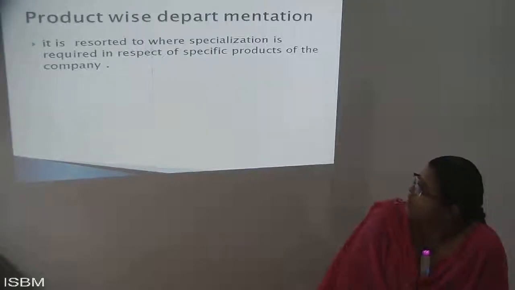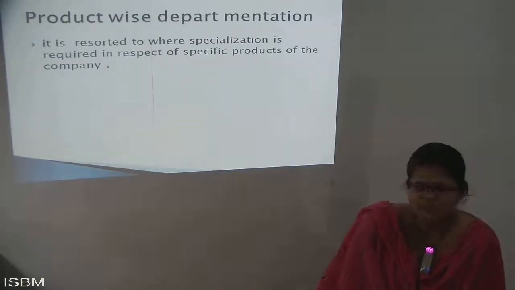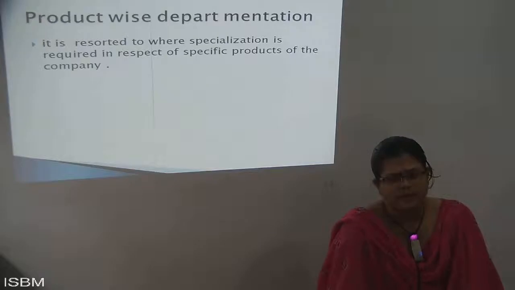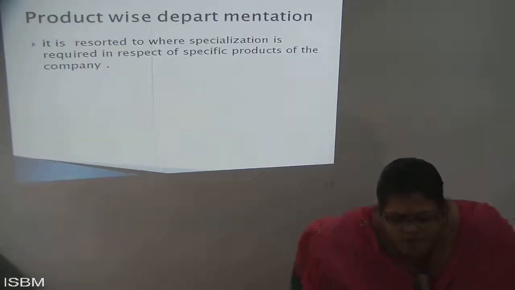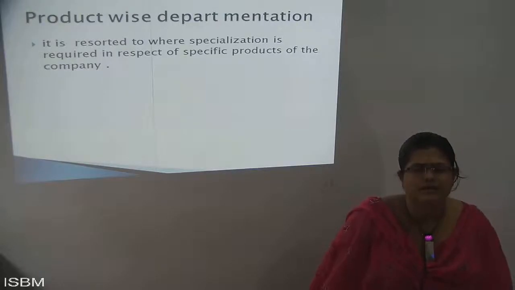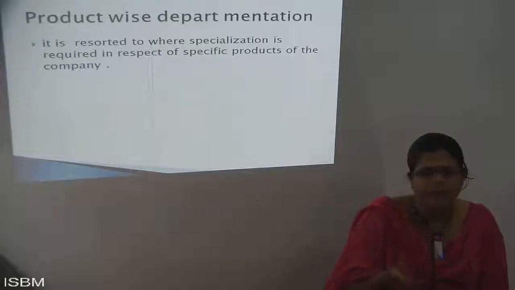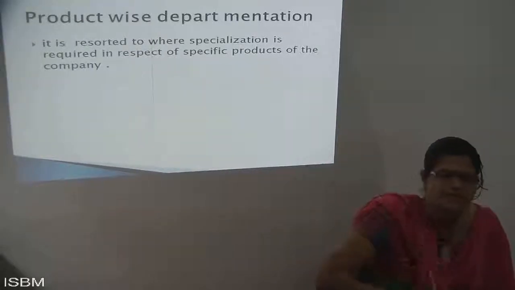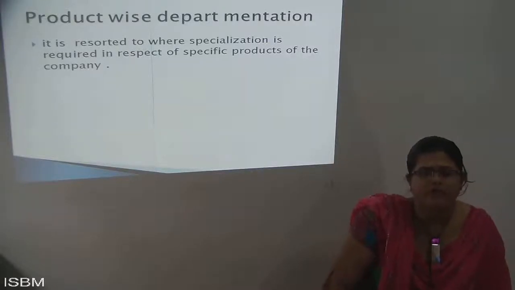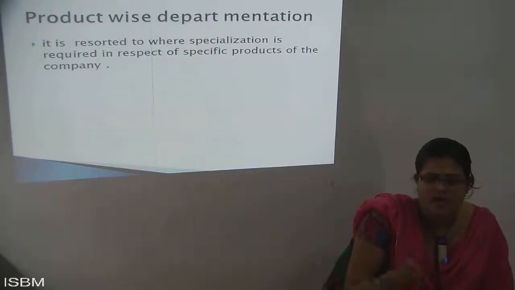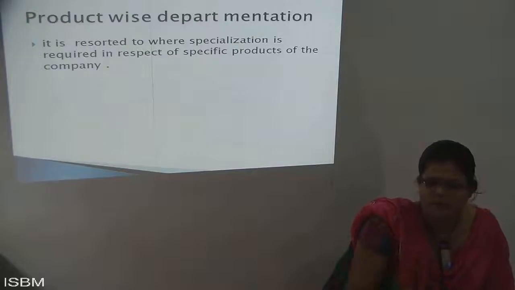Product wise departmentation is resorted to where specialization is required in respect of a specific product of a company. Specialization means how the product is built and categorized. For example, if the product is an air conditioner, there are certain specializations in that department. For that specific product, they use R&D to analyze everything, and then the department is shown product wise.